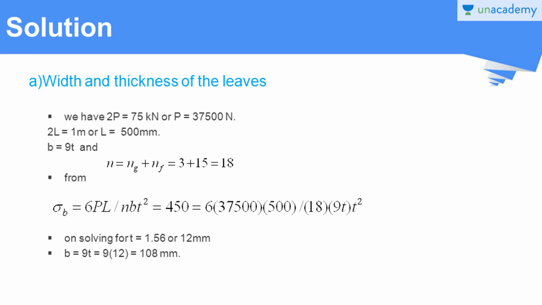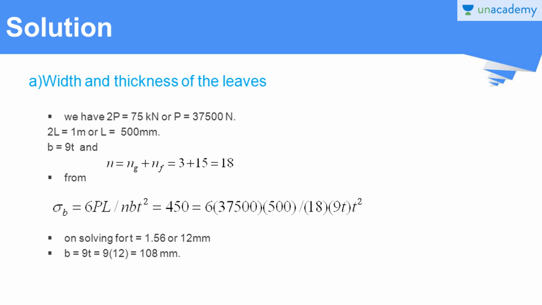And 2L equals 1 meter, so on solving for L we have 500 millimeters, and b equals 90. The total number of leaves in the multi-leaf spring is given by n equals ng plus nf, that is 3 plus 15, which gives 18, right? So on substituting the value of n in the equation for the bending stress, given by sigma b equals 6PL by nbt square, equals 450. So the maximum load acting on the multi-leaf spring is 450.